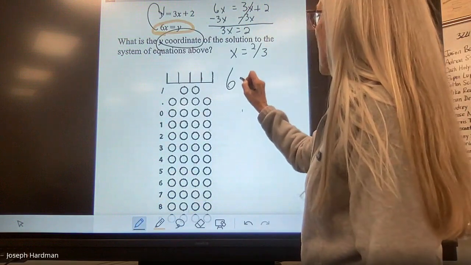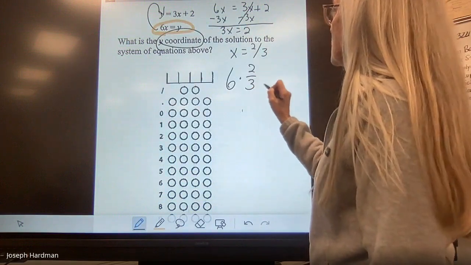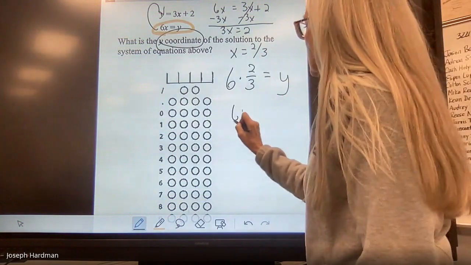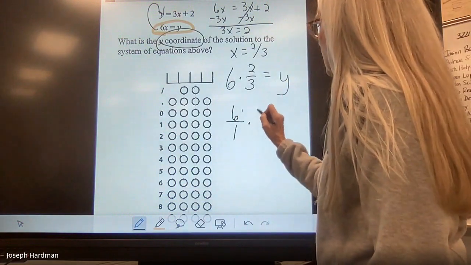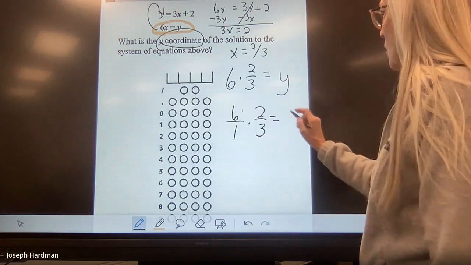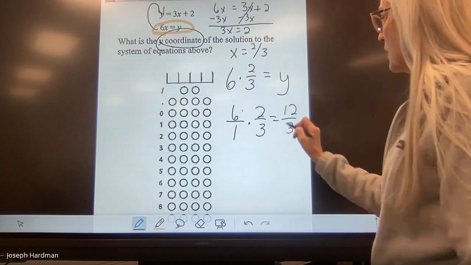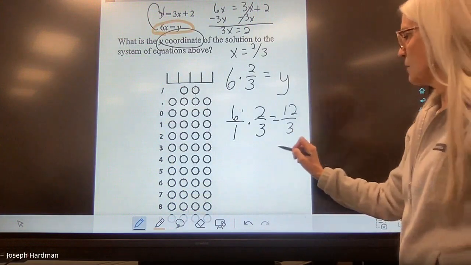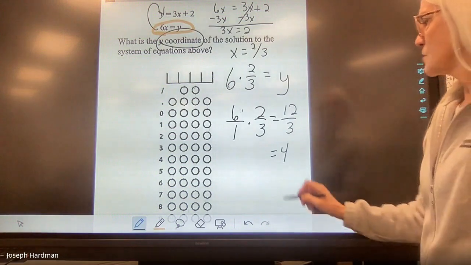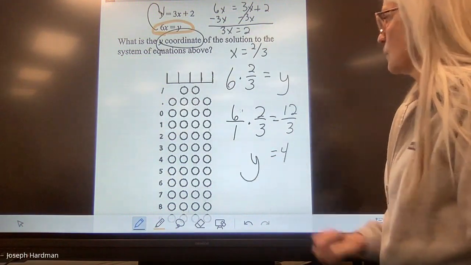So 6 times 2/3 is equal to y. So this is the same thing as 6/1 times 2/3. And if you multiply straight across, you get 12/3. 12 divided by 3 is equal to 4. So our answer is y equals 4.